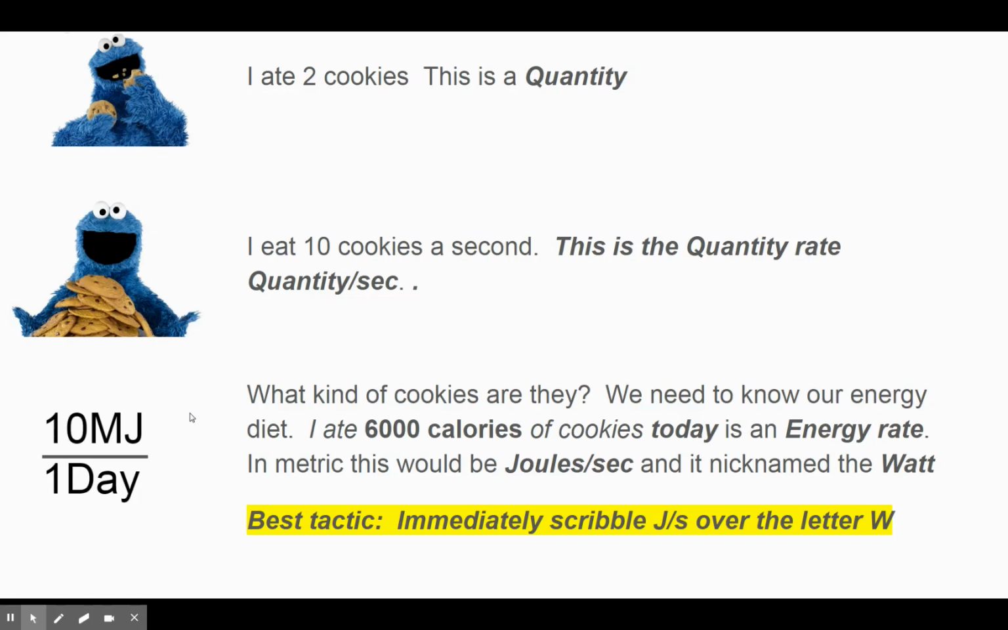I ate 6,000 calories of cookies today. Now it is an energy rate. In metric, we would call this joules per second, and it's nicknamed the watt. So the minute you see a watt, change it to joule per second, and you will understand it. I eat 10 megajoules per day. That is power in metric.